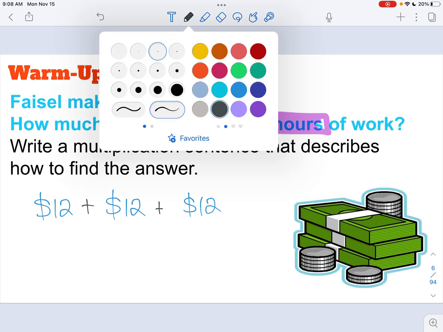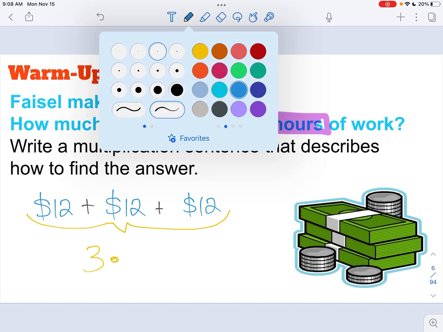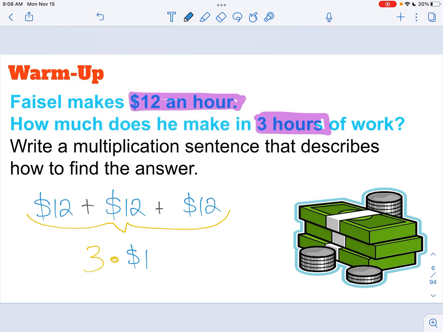Another way of thinking about it is that this is repeated addition. There are 3 repeats. 3 times I can see the number 12. So the multiplication sentence is 3 times $12.